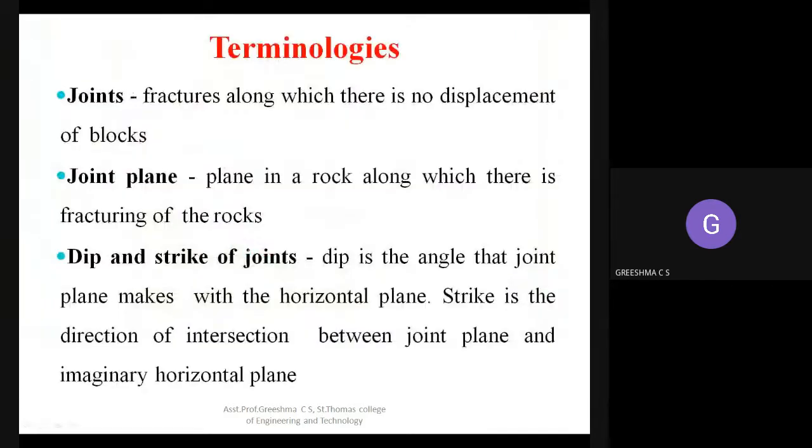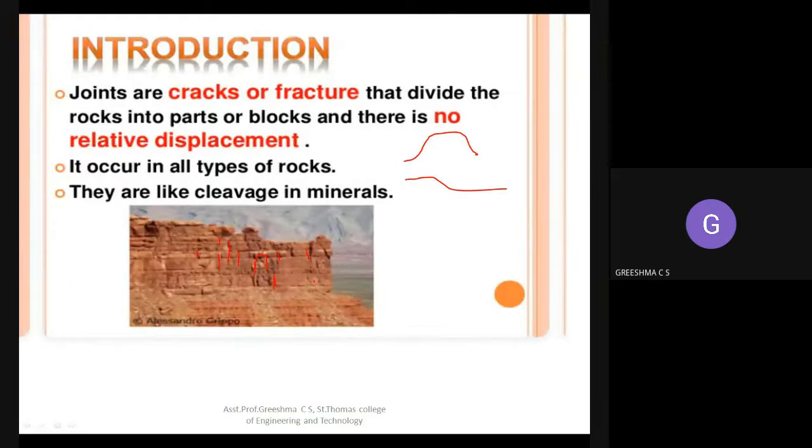Am I clear? See, if you take this, it is a crack. This is one rock part, this is another part of the rock. There is no distance between this rock and this rock. Imagine like this, rock 1 and rock 2. There is no displacement here. I'm going to color it. You can see that there is no distance between these two rocks, or you can say no displacement between these two rocks.